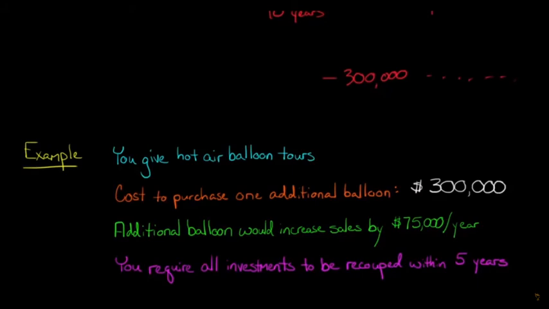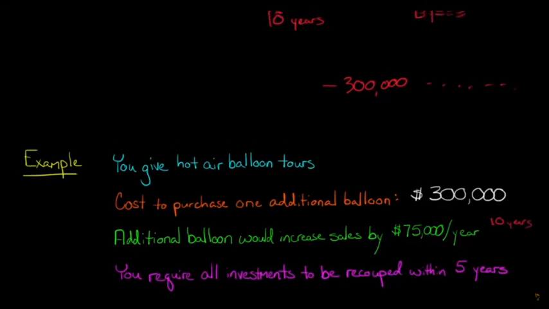So first we need to know, well, what kind of sales increase do we expect? And in this case, let's say we estimate $75,000 a year. Now you could say, let's say for the next 10 years. So for the next 10 years, you're going to get $75,000 a year in increased sales because of buying this balloon for $300,000. And so for your company, you say, you know what? I don't want to make an investment unless it's going to pay for itself within 5 years. If it's not going to pay for itself within 5 years, I don't think it's a good investment. I don't want to do it.